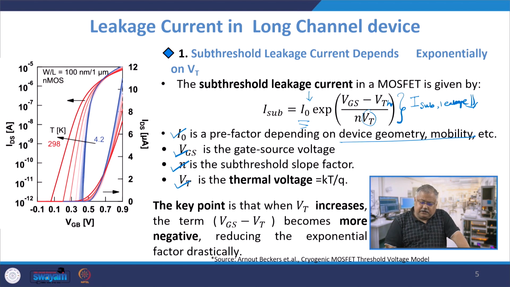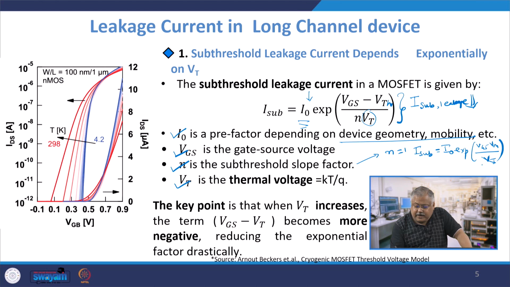N is a subthreshold factor. For all practical purposes, let us assume this to be equal to 1, and therefore I get I sub equals I naught exponential of VGS minus VTH divided by VT. VT is a fixed value, 25 millivolts, at 300 Kelvin, please understand. It will become very low at very low temperatures, since it is KT by Q.